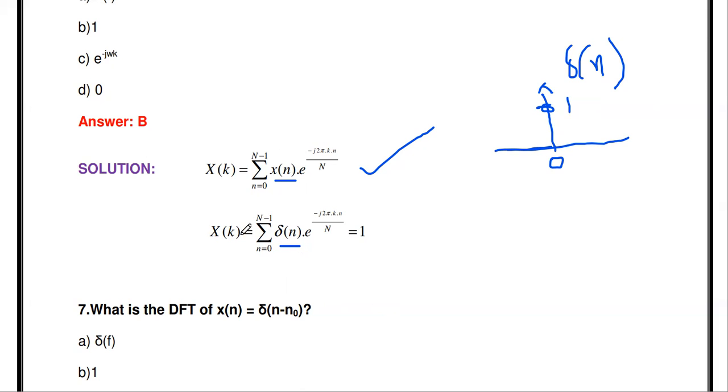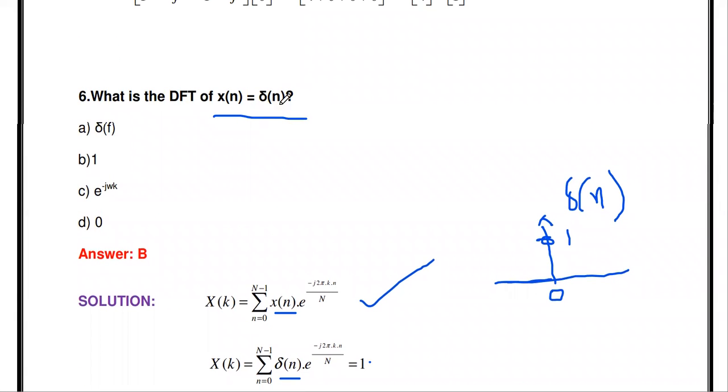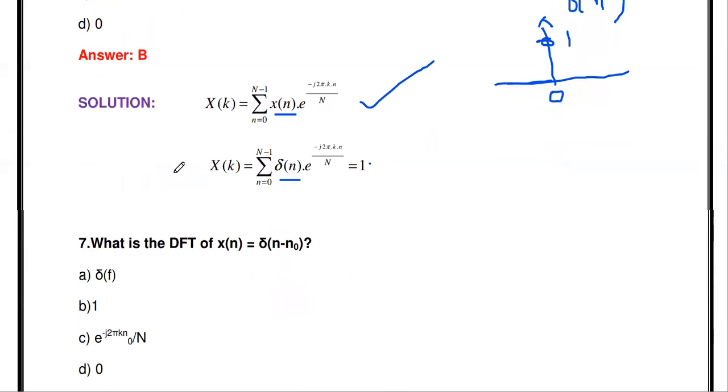So if you expand this summation, only at n equal to 0 is the del of n value 1. For the remaining n equal to 1, 2, 3, all values are 0. So it is 1 into e power 0, which is 1. So the answer is 1. The DFT of the unit impulse signal is 1. The DTFT, a transform of this del of n, is also the same 1. If you take any transform of the unit impulse signal, we get the answer as 1.